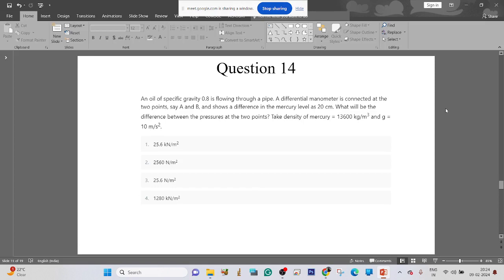So question number 14. Okay. So an oil of specific gravity 0.8 is flowing through a pipe. A differential manometer is connected at 2 points, let's say A and B, and shows the difference in mercury level as 20 centimeter. So what will be the difference between the pressure at those 2 points? Density of mercury is given, and acceleration due to gravity is also given.